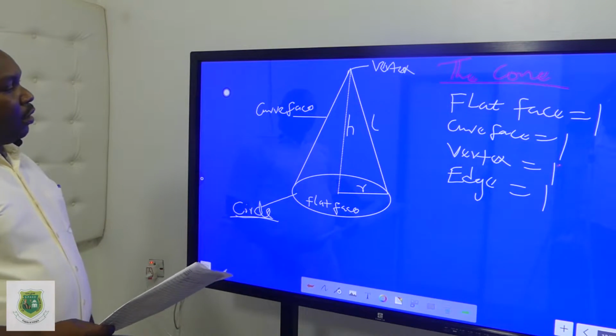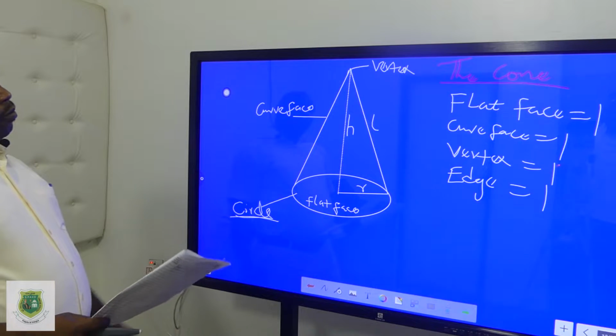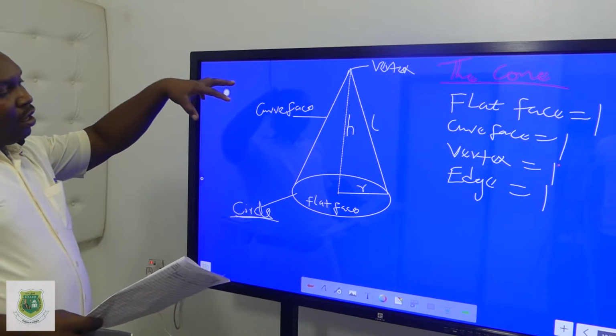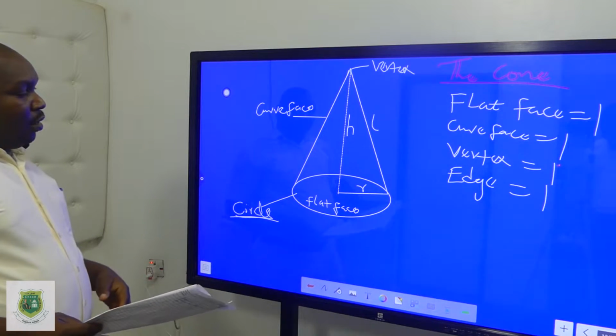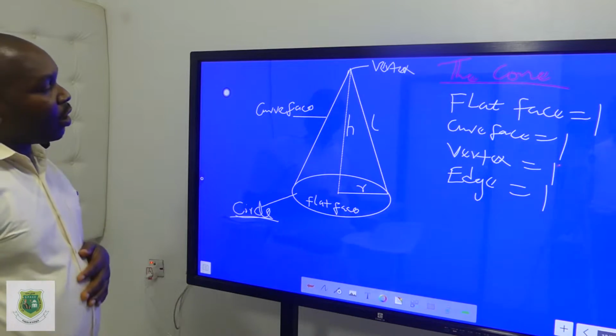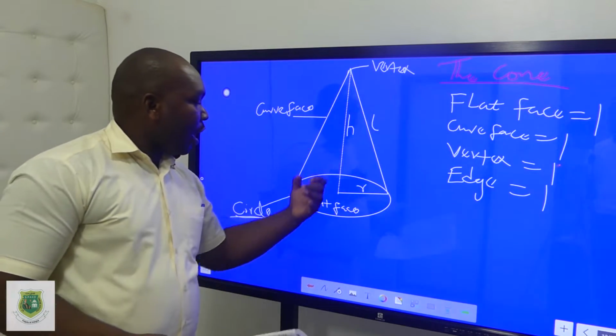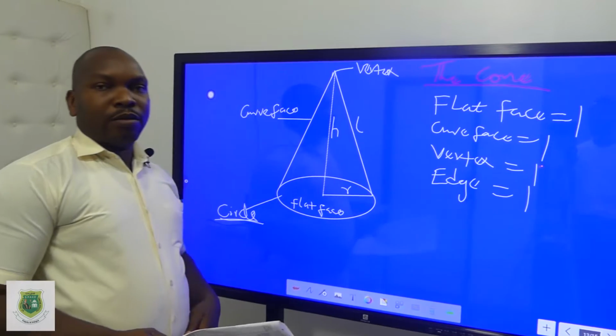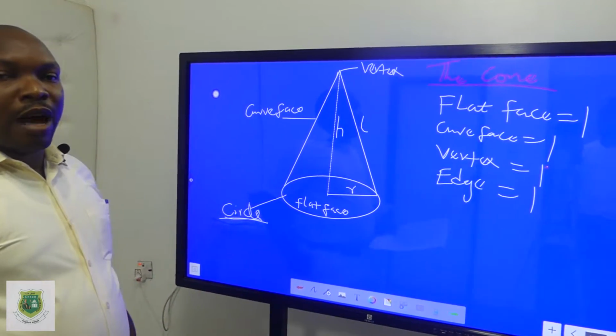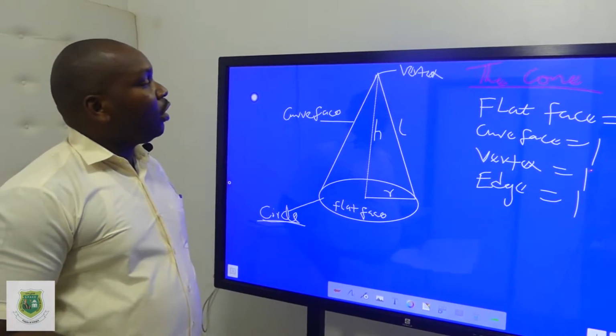As you can see, looking at this cone now, a cone is formed with two plane shapes. What are they? The triangle and the what? The circle. The triangle and the circle is what form the cone.